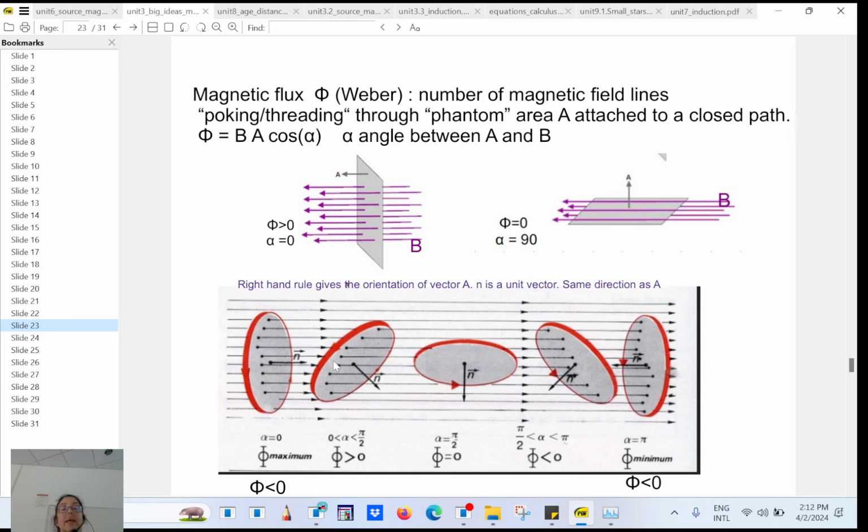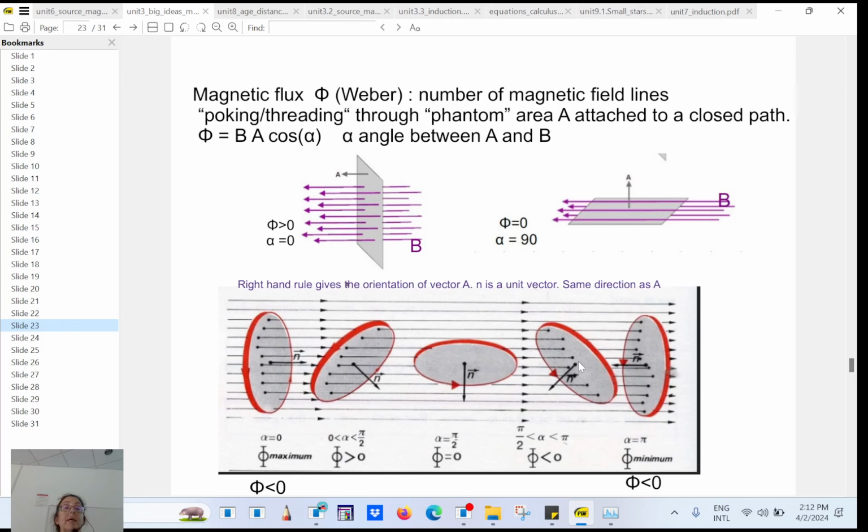If you have those little shrimps being carried by the water, you're going to catch less. The flux will be equal to B times A times cosine of the angle. The angle is by how much this has spun over. If this is 45 degrees, the flux will be B A times cosine 45, so it will be less than B times A. Is that clear? So the flux is decreasing. How much is the flux here? 0, very good.